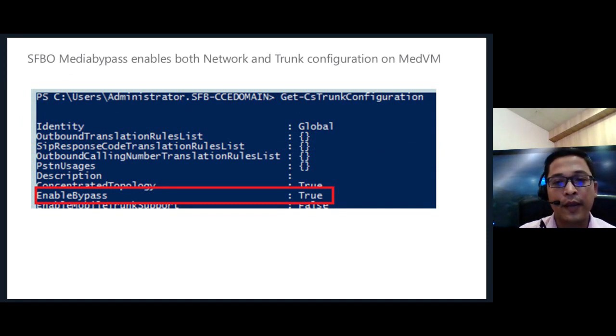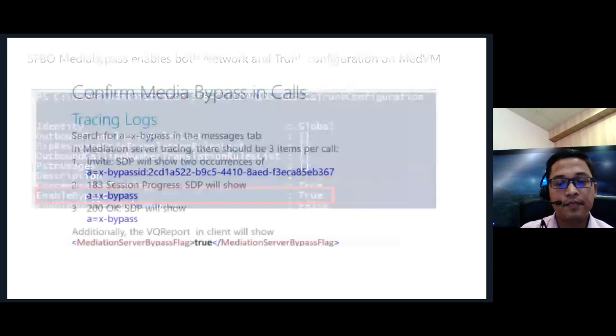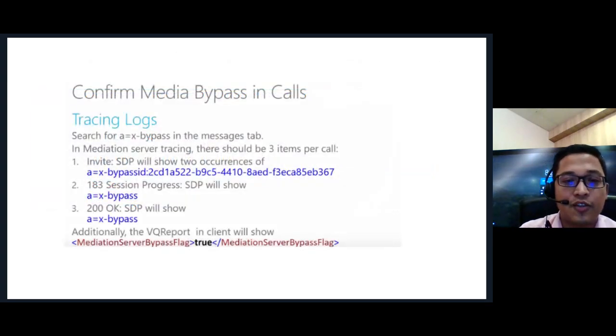And then, when we run the media bypass command in Skype for Business Online, it will replicate back to the mediation server VM on-premise. So, in fact, it enables both. Skype for Business media bypass enables both network and trunk configuration on the mediation server VM. Okay, how do you confirm? First of all, you can use the tracing log and look at your client, and you should see the media bypass value is true.